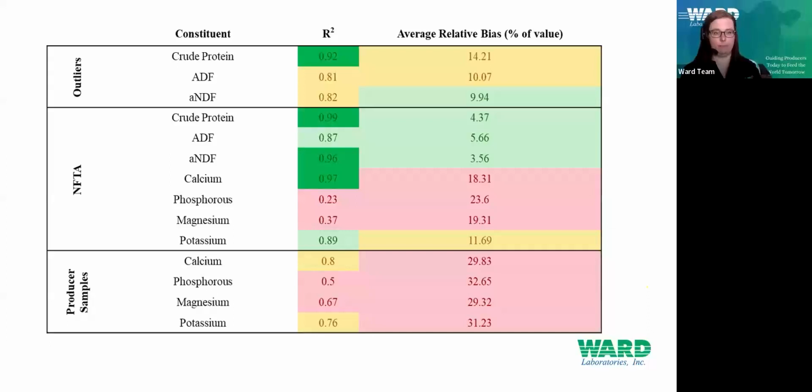So then the third block down is those producer samples where they ran the wet chemistry and the NIR. And again, that average relative bias is not acceptable for the data coming out of our lab, or for you as the producer to be making decisions based on, right? So if you're not going to run minerals, we recommend just use the book values, but we do recommend that you run the minerals and run them by wet chemistry.